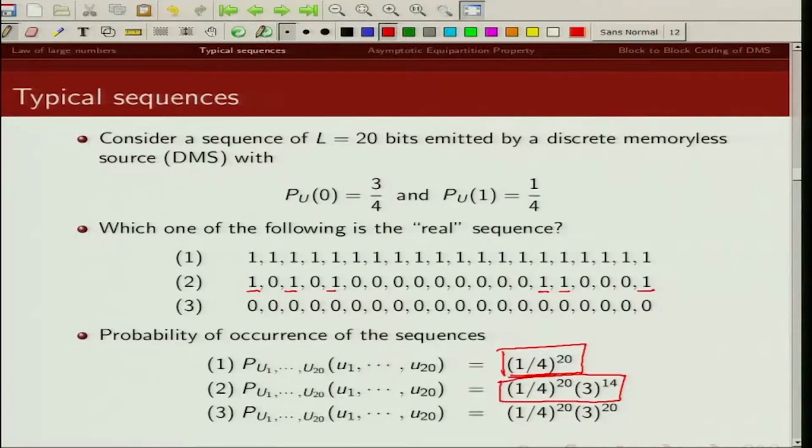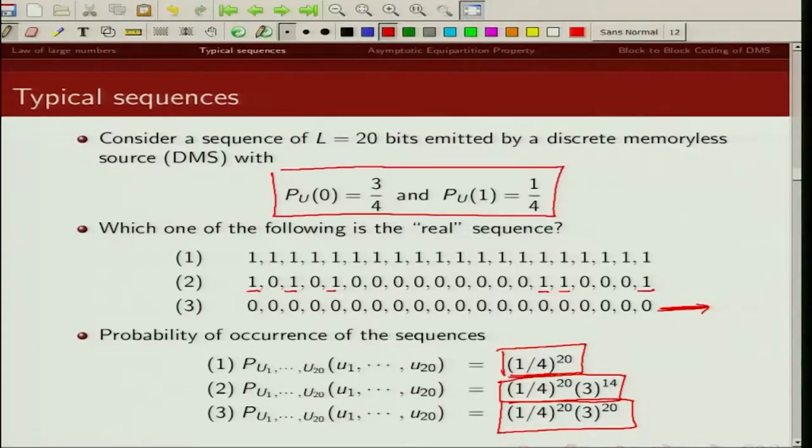And similarly the all zero sequence, this would be its probability of occurrence. Now the point to be noted is, even though this has higher probability, you can see it's 1 by 4 raised to power 20 into 3 by 20. Even though this has higher probability of these three sequences that we have shown here, this is unlikely to come out of this particular source.